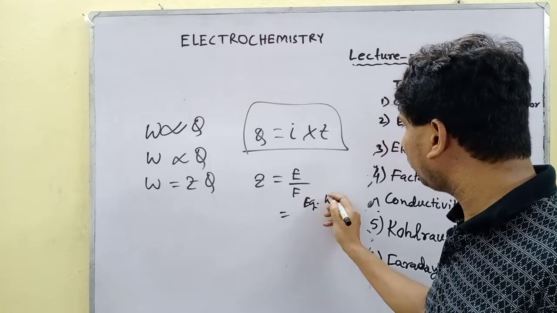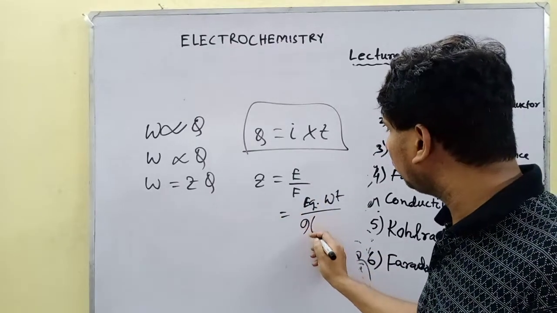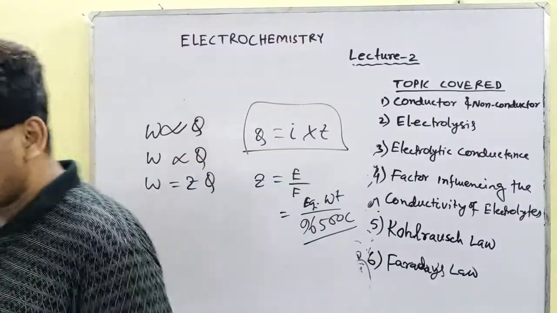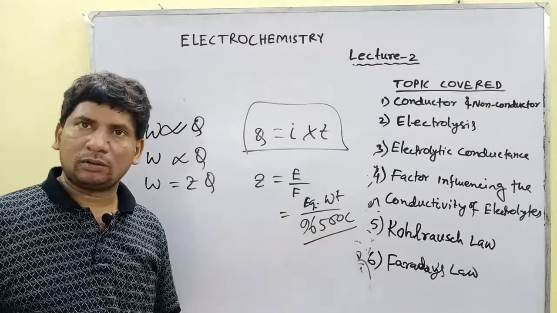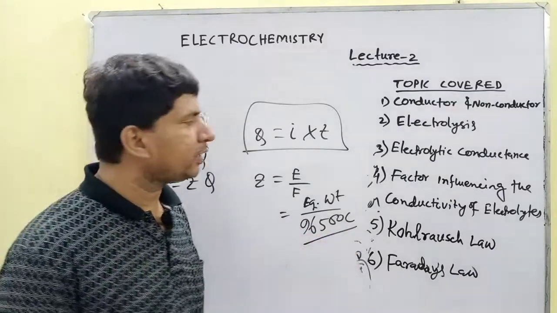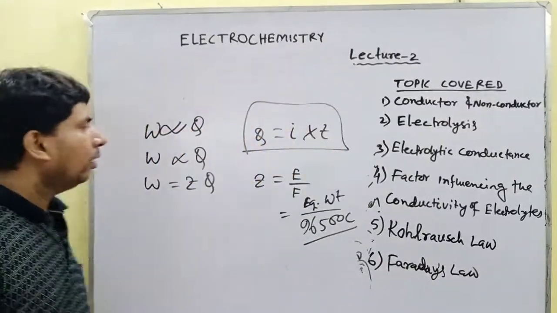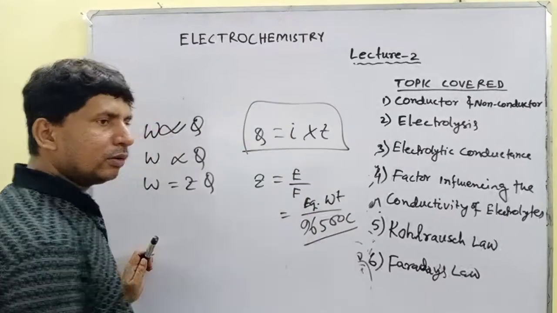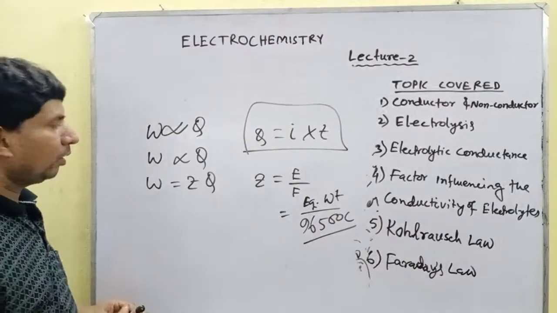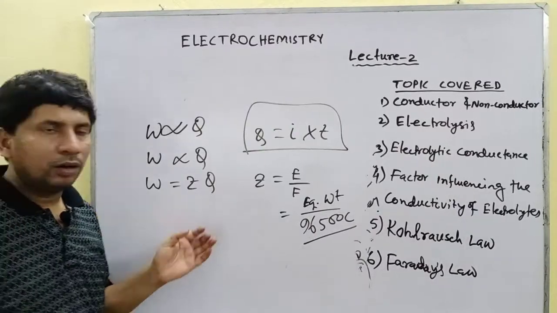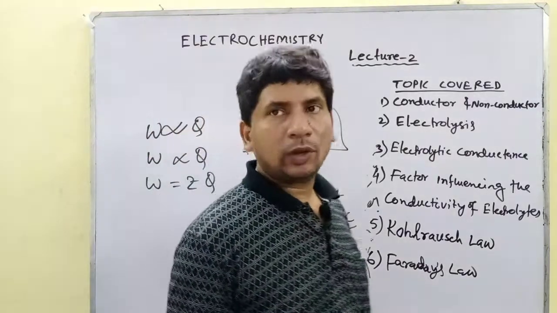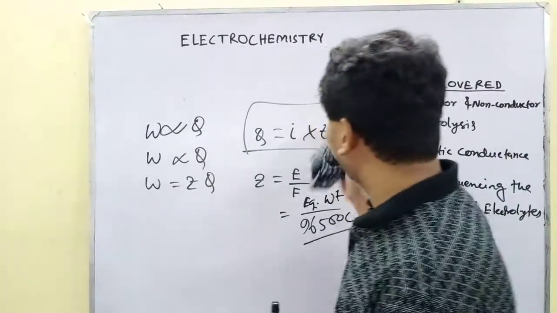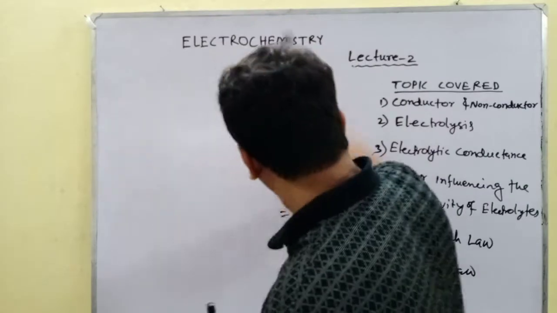Equivalent weight divided by 96500 coulomb. This is the coulomb, the charge of 1 mole of electrons. The charge of 1 mole of electrons is 96500 coulomb. So equivalent weight per 96500 coulomb is known as Z, that is the electrochemical equivalent. So this is the first law of Faraday. Now, if there is a problem, what was the problem?